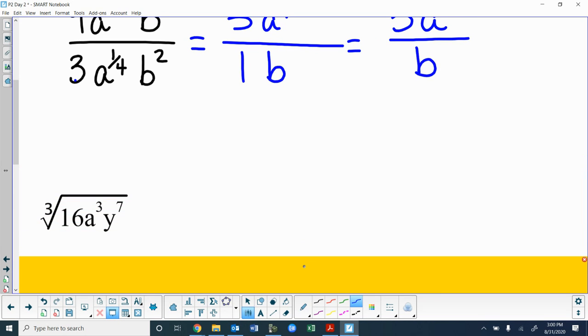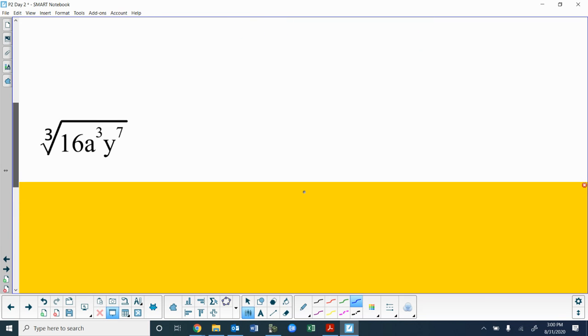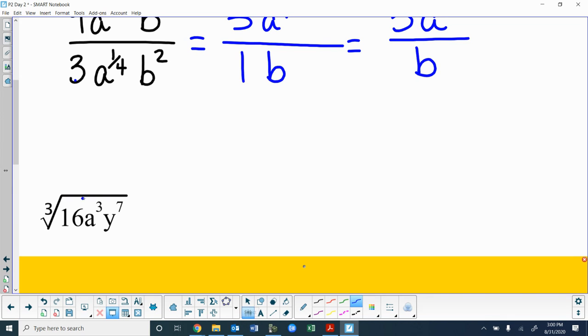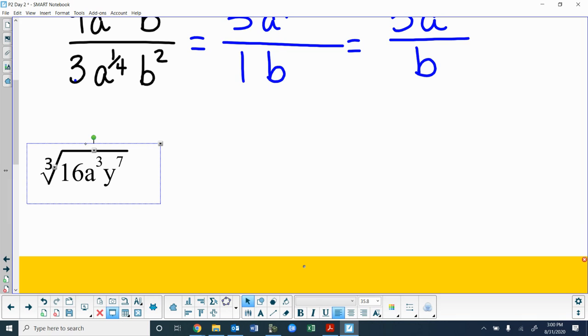All right, here we have a cube root. So we want to simplify this, and the way we simplify radicals is look for groups of 3 because it's cube root. So we're going to do a factor tree for the 16, and we'll do factor trees for the variables.